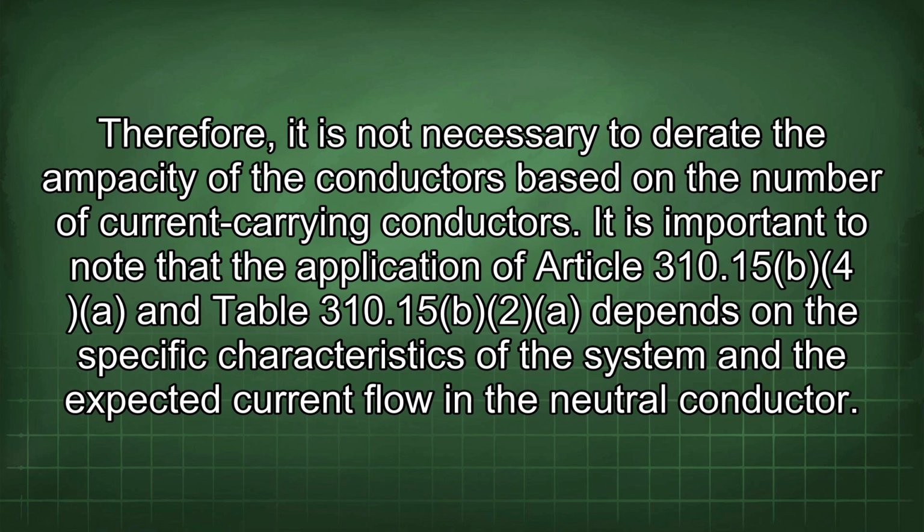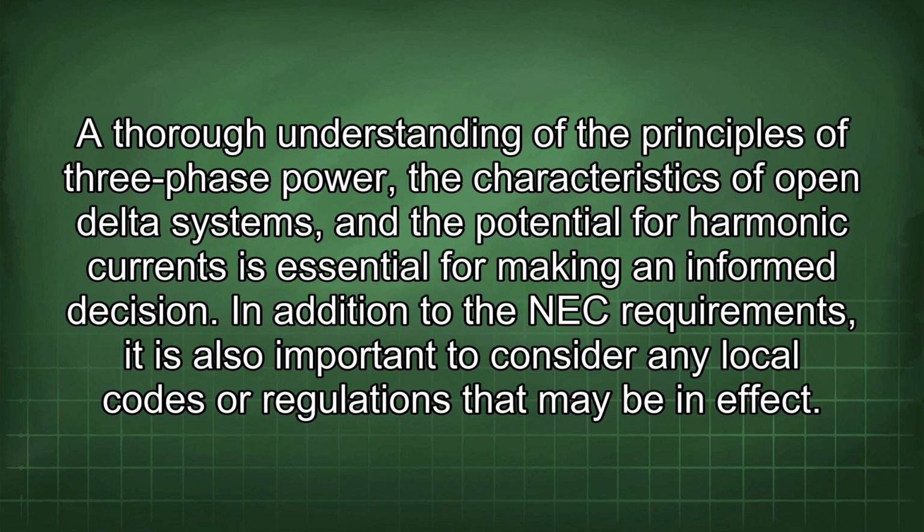It is important to note that the application of Article 310.15(B)(4) and Table 310.15(B)(2) depends on the specific characteristics of the system and the expected current flow in the neutral conductor. A thorough understanding of the principles of three-phase power, the characteristics of open delta systems, and the potential for harmonic currents is essential for making an informed decision. In addition to the NEC requirements, it is also important to consider any local codes or regulations that may be in effect.